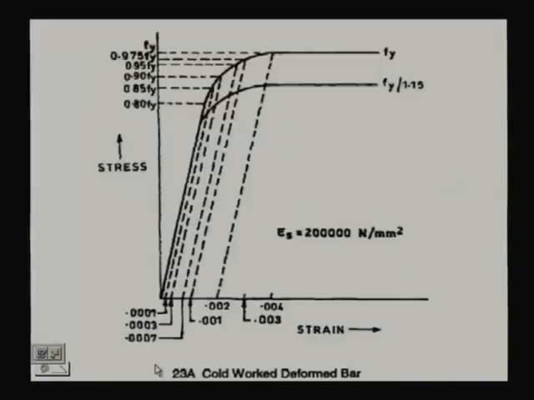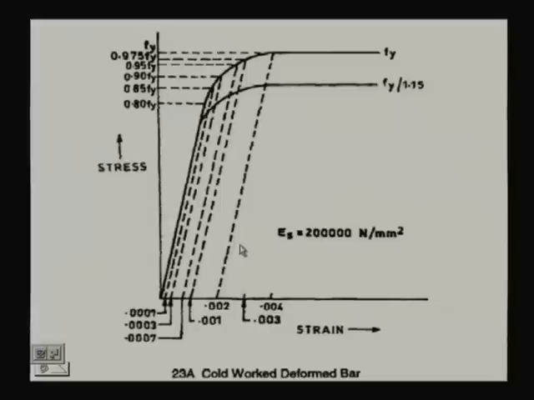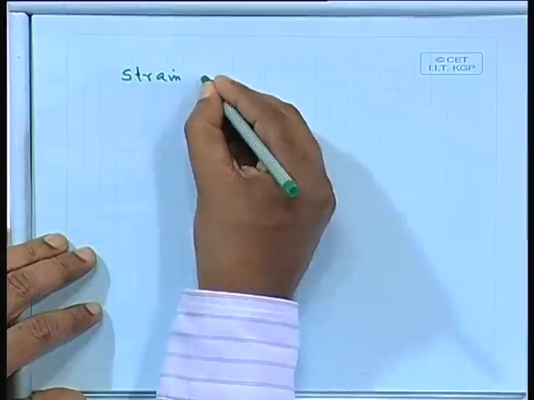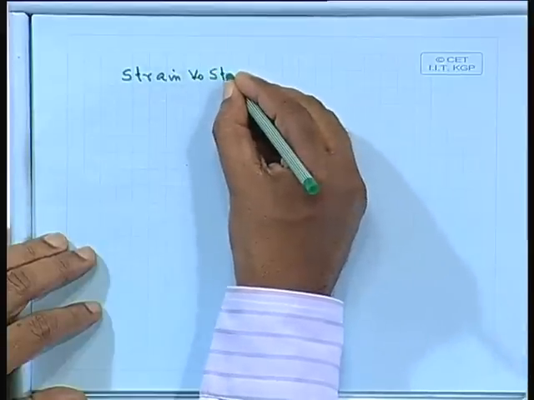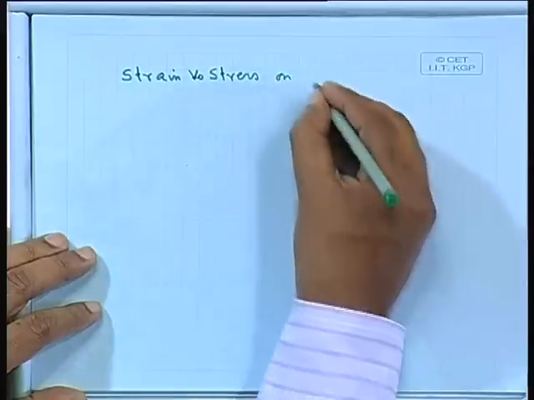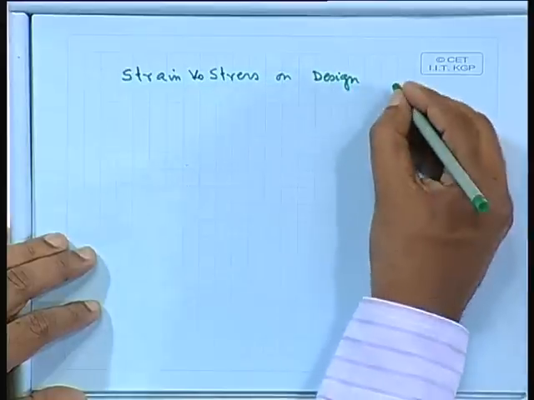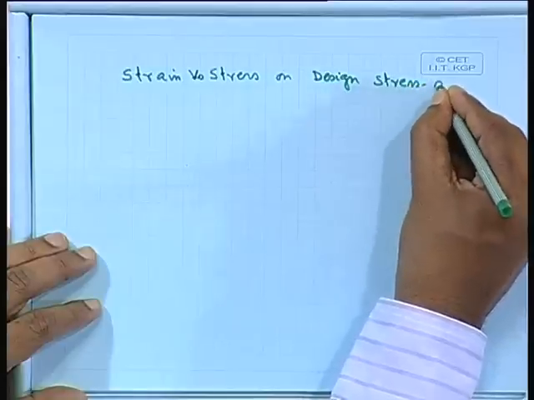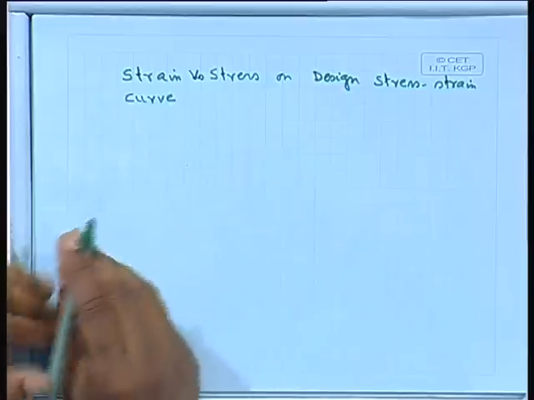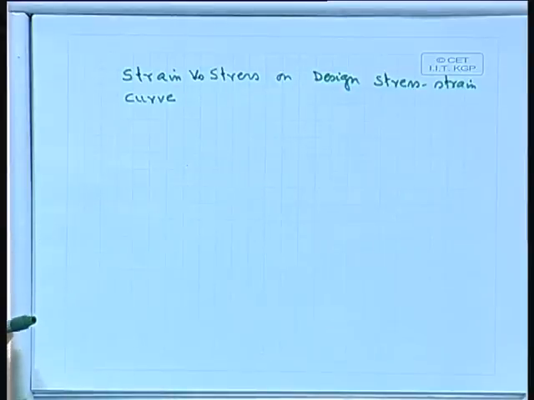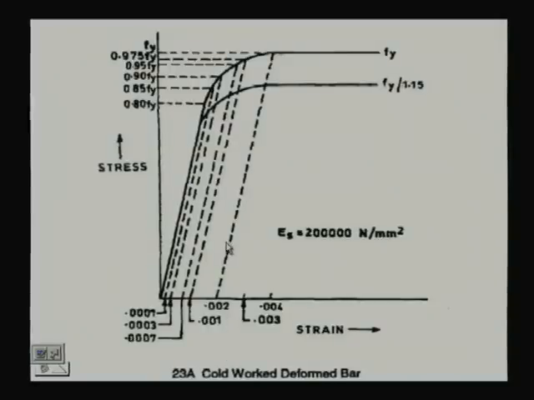For the other portion, because we are getting the strain at that level, the corresponding stress we shall get from this curve. Instead of that, let us tabulate it. Let us find out in this curve, for a particular strain, how much stress we shall get.